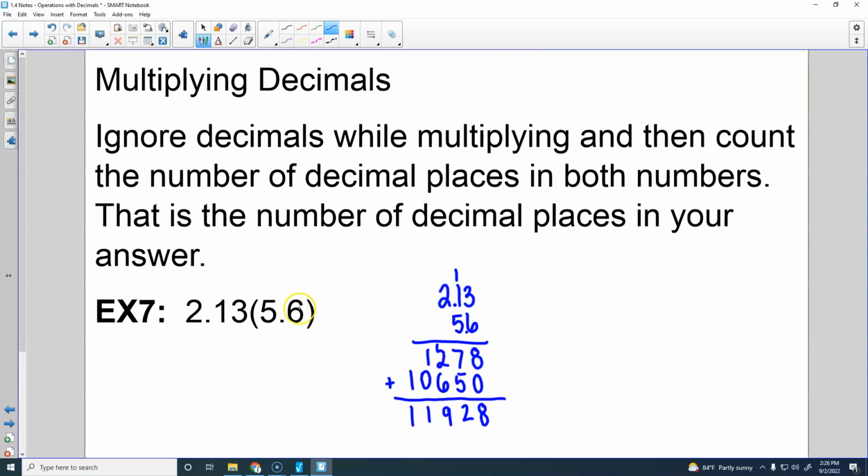Okay. Alright, 1, 2, 3 decimal places. So 1, 2, 3. We'll get 11.928. And so that will be our answer. How is it? So we're going to count the number of decimal places in our original numbers. So I've got 1, 2, 3 decimal places in our original numbers. So I'll have 3 decimal places in our final answer.